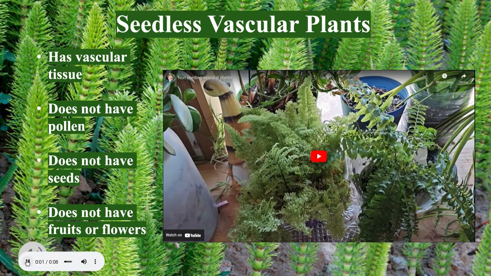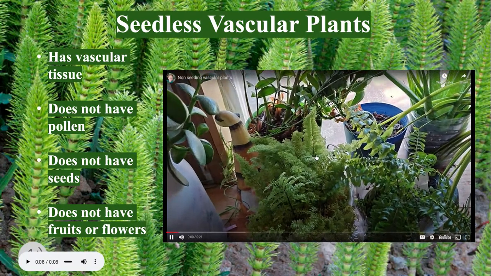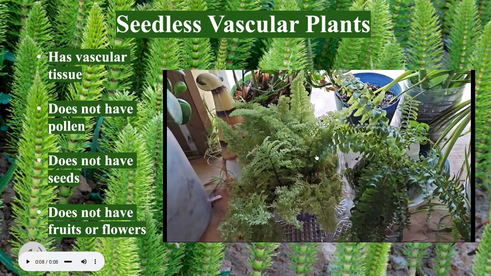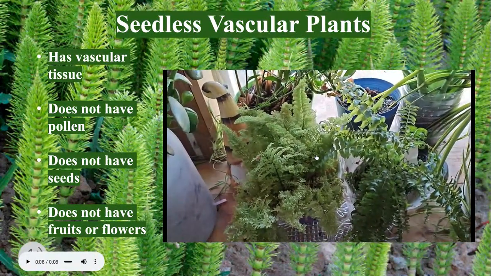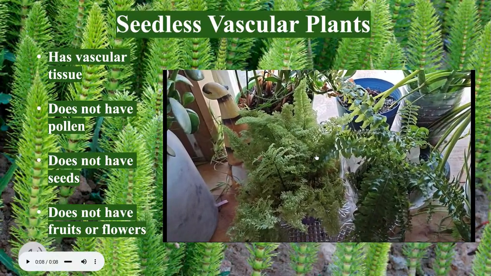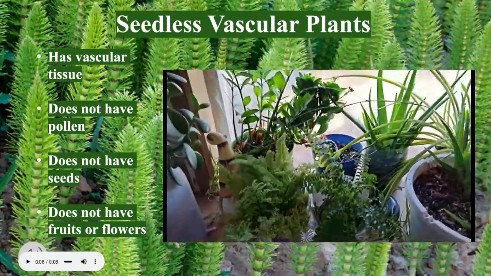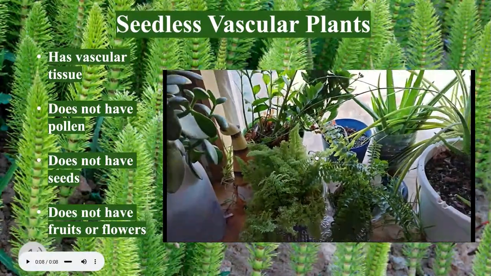Seedless vascular plants have a vascular tissue. They do not pollinate, they do not have seeds, and they do not flower or have fruit. Non-seeding vascular plants. When I was out on my hike looking for plants to show as an example, I couldn't find any non-seeding vascular plants that I'm aware of. So I came back to the house and I was like, I will just show a video of my ferns. And they are non-seeding vascular plants.